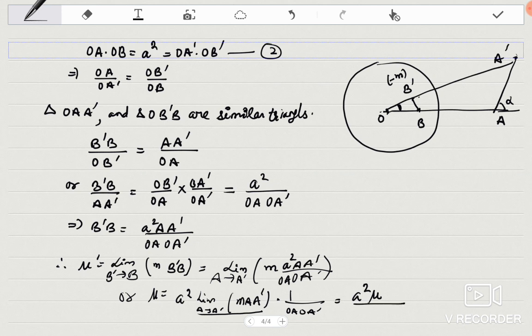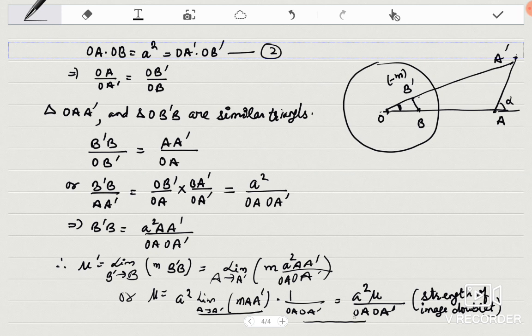and this is OA. What is OA? Distance of source. And what is OA dash? Distance of sink. So it is OA OA dash. This is the strength of the image doublet, the doublet obtained by the image system. In some books, A and A dash both are taken at the same distance from O, and in that case they write it to be a square mu upon f square, if they assume OA to be f and OA dash to be f.